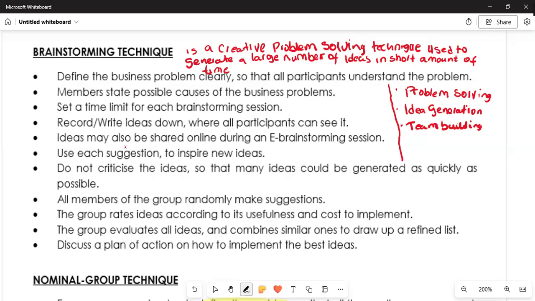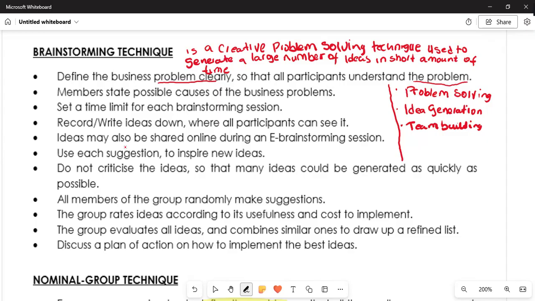So now we go to the points that I mentioned under brainstorming. You define the business problem clearly so that all participants understand the problem. Let's say the problem is the dropping of the sales of the business. The business is facing the challenge whereby their sales are declining. So now the members know that we are talking about the declining of the sales of the business.